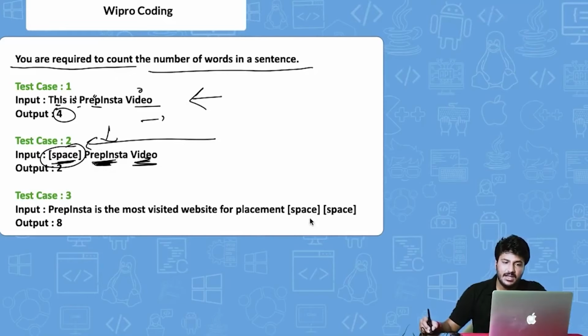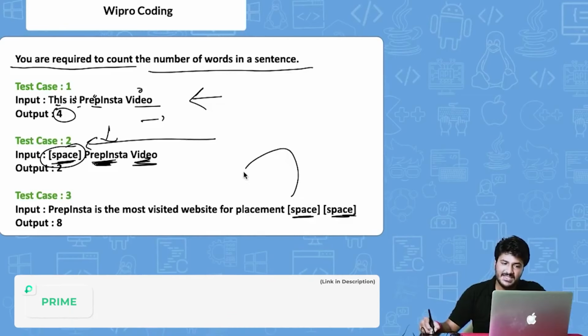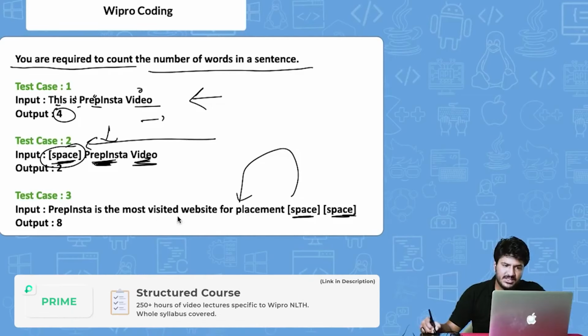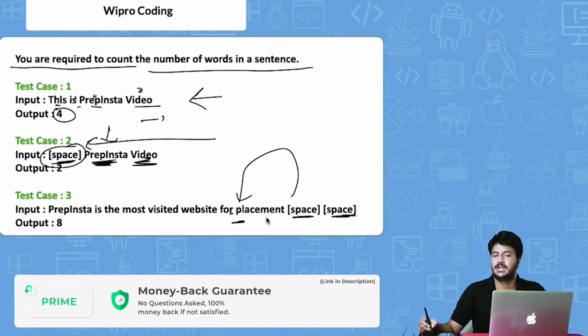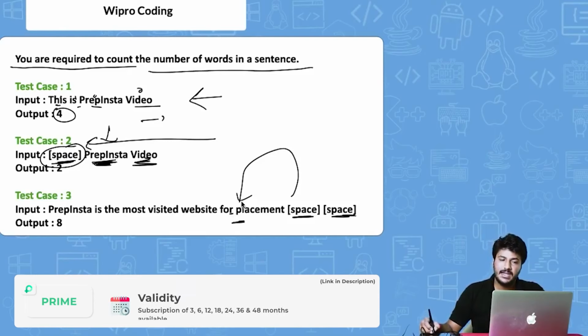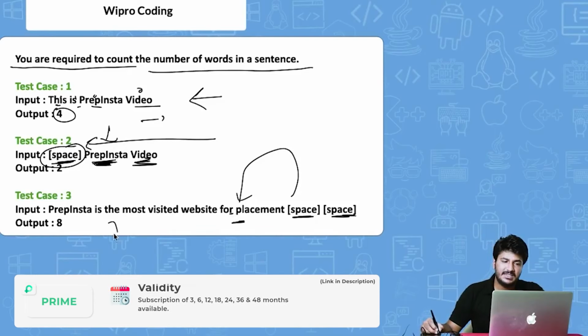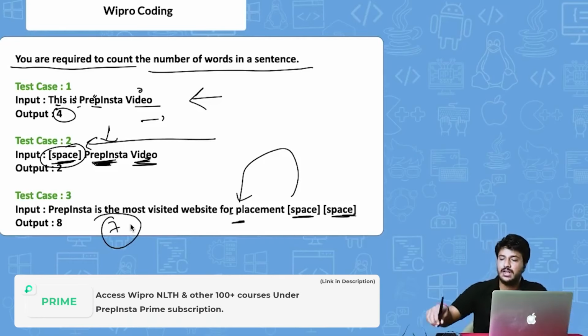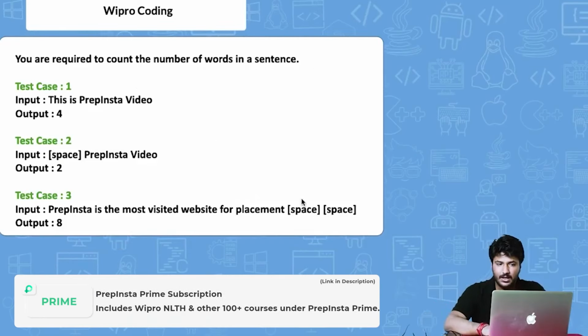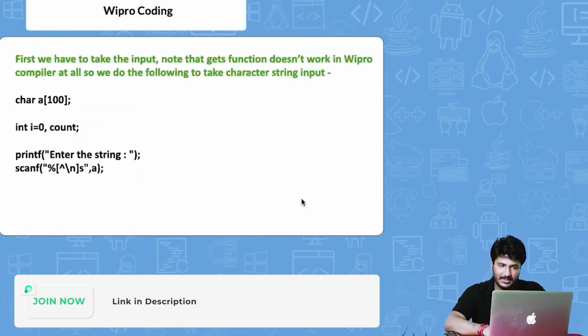Then again, the same thing happens if there are multiple spaces at the very end. Say the sentence is Prepinsta is the most visited website for, there's a space here, and what if there was one more space here? In that case, it ignored that and only printed 7 as the answer. So all the test cases were not passing. The code that I'm going to cover in this video will take care of all of that.